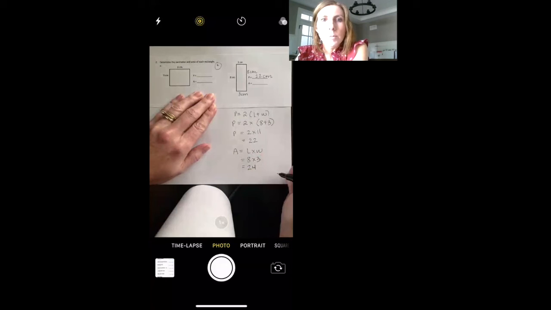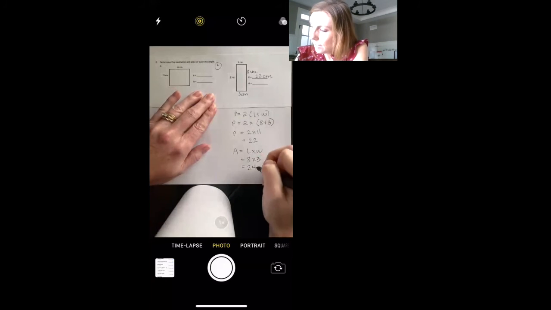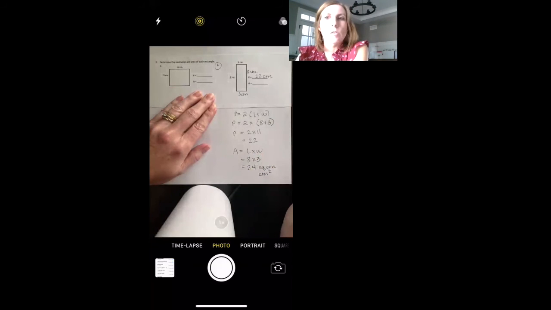It's not 24 centimeters because we have square units on the inside. So we're going to be using square centimeters or centimeters squared. You can write it either way. Both of those ways work.